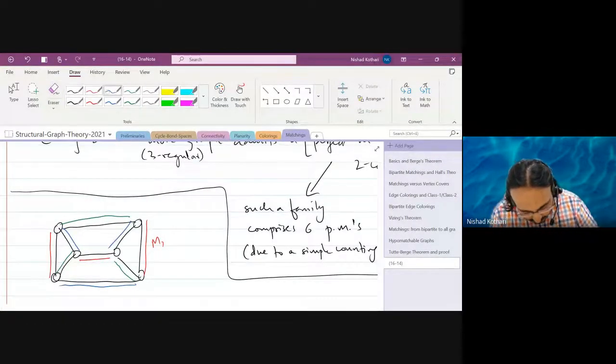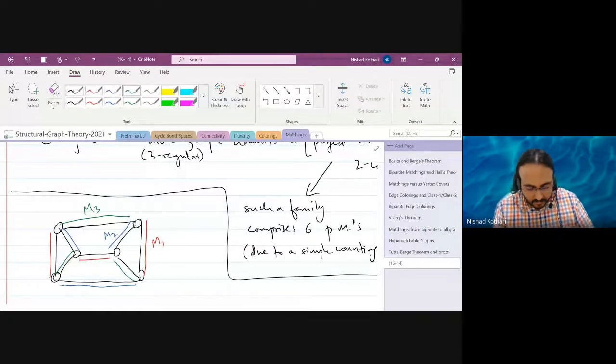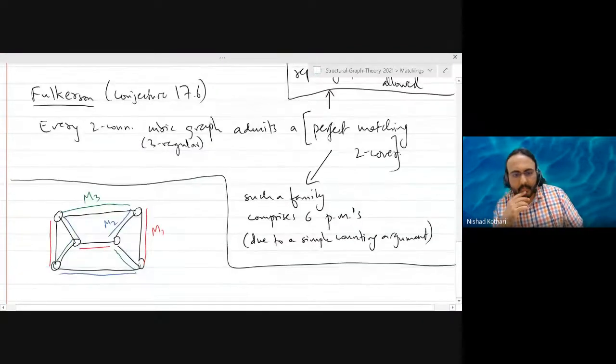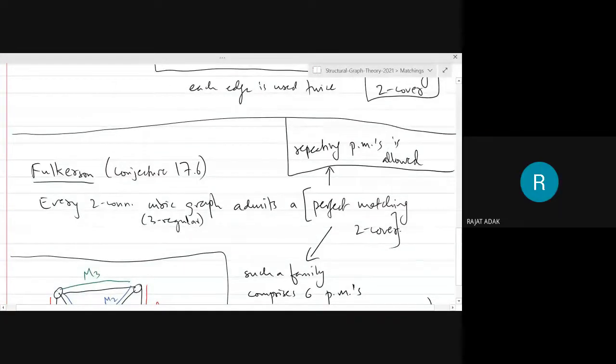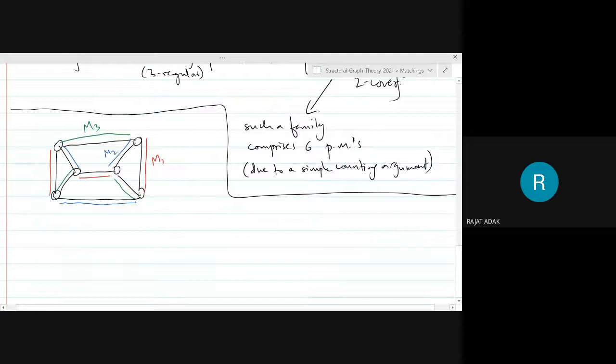Then we should be able to get a perfect matching two cover, right? Remember, you're allowed to repeat perfect matchings. Yes, if we repeat the perfect matching which is horizontal, then if we take it once and then again, we get a two cover, right?